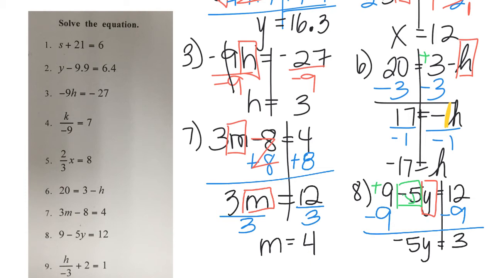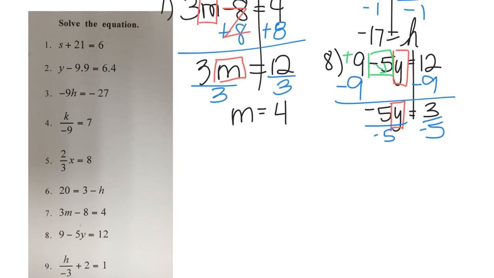And then we're going to divide. Again, y needs to get by itself still. That's negative 5 times y, so we're going to divide by negative 5. And we end up with a fractional answer, and that's okay. That doesn't mean we did anything wrong. y equals negative 3/5.